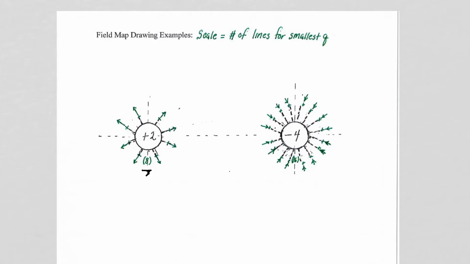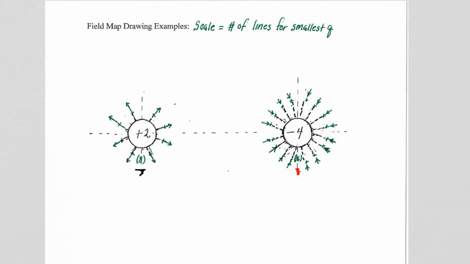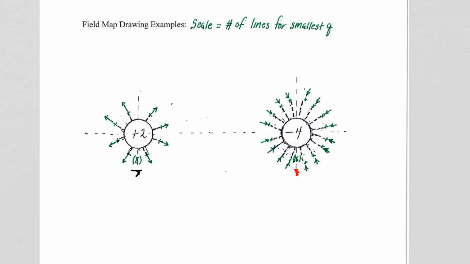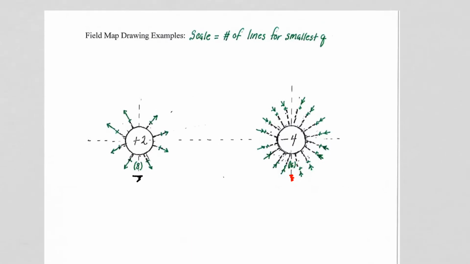And we are also given a charge of -4. And again, they could be coulombs, nanocoulombs. The field map profile would not change just based on the prefix of the charge. Now, as it says here, our scale is really important.